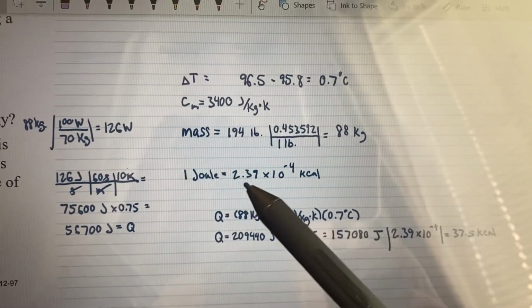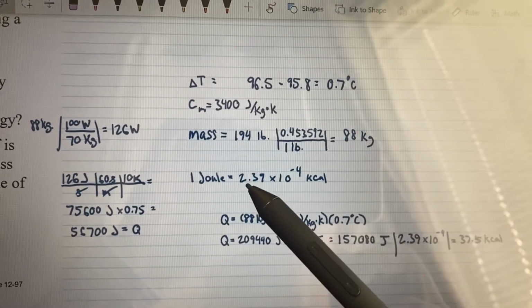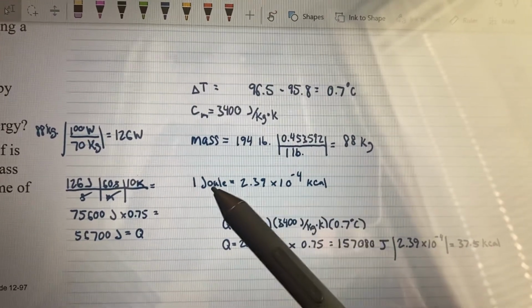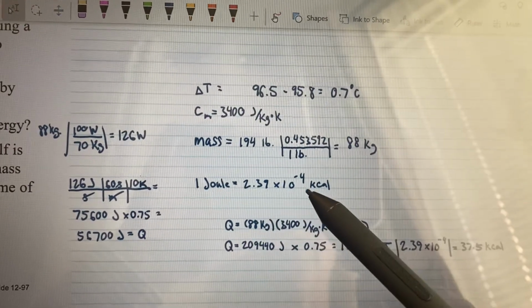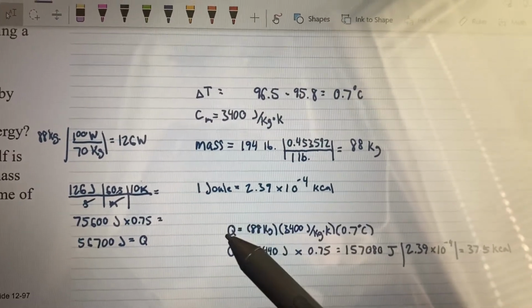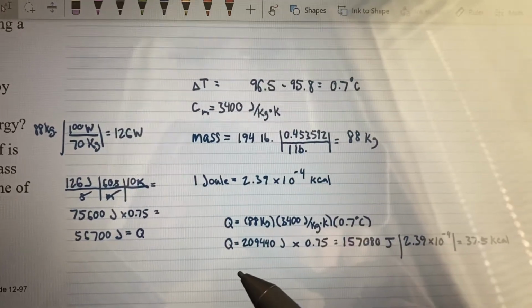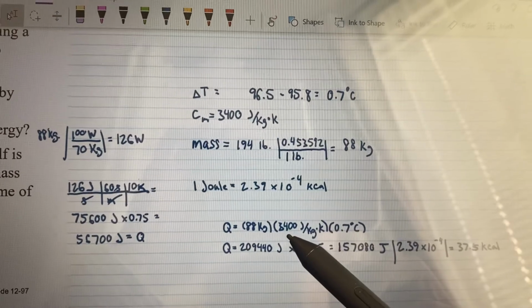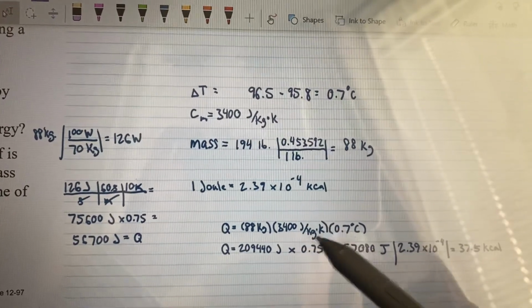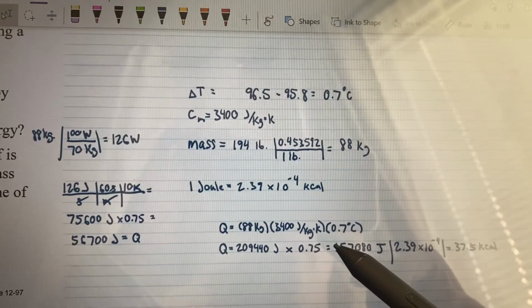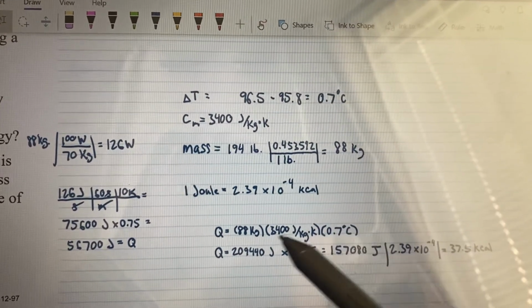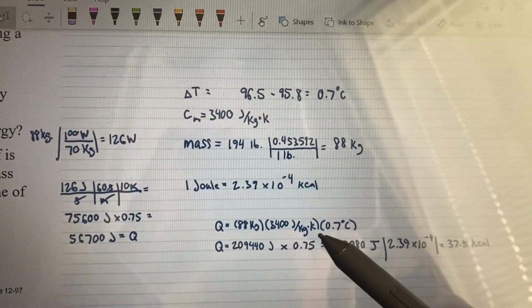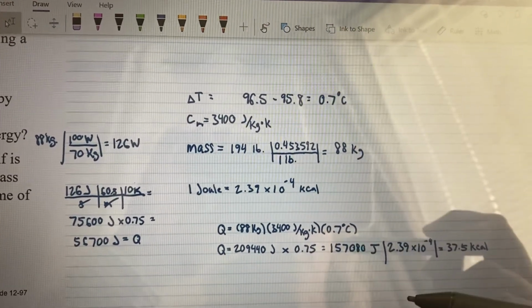Anyhow, the conversion from joules to kilocalories is 2.39 times 10 to the negative 4 kilocalories per every joule. So putting that all together using the specific heat of a mammal, which is 3,400 joules per kilogram per Kelvin, which we don't worry too much about because Kelvin and Celsius move up and down in the same amount.